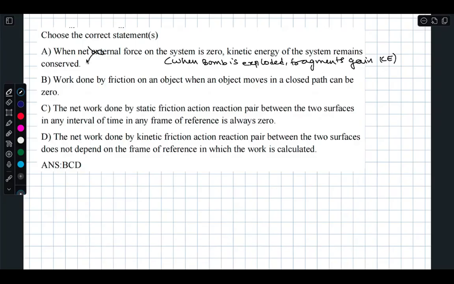Work done by friction on an object when an object moves in a closed path can be zero. See, if it is a static friction, it is possible. If it is a kinetic friction, it is not possible. If it is a static friction, it is possible.